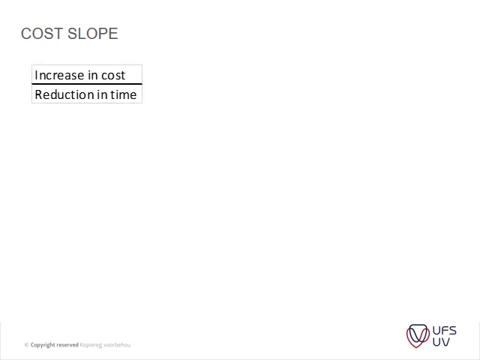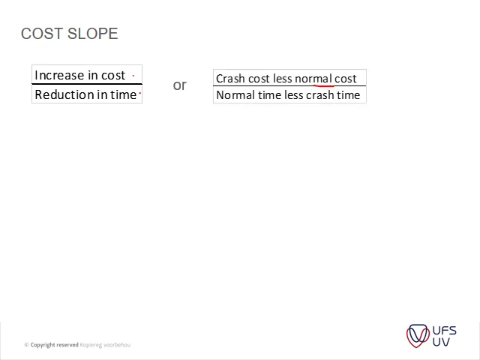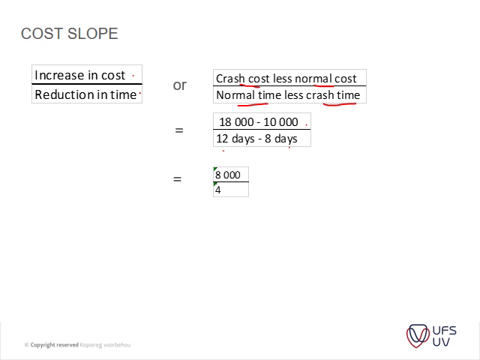So your cost slope is basically your increase in cost over your reduction in time, or your crash cost less your normal cost over your normal time less your crash time, which gives you 18,000 minus 10,000 over 12 minus 8, which gives you a cost slope of £2,000 or rands if you want to. So that's basically just a repetition of what we did in the first slide.